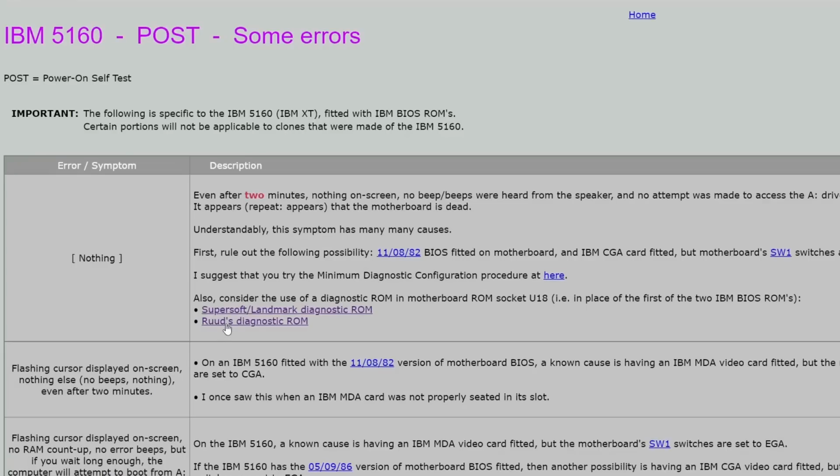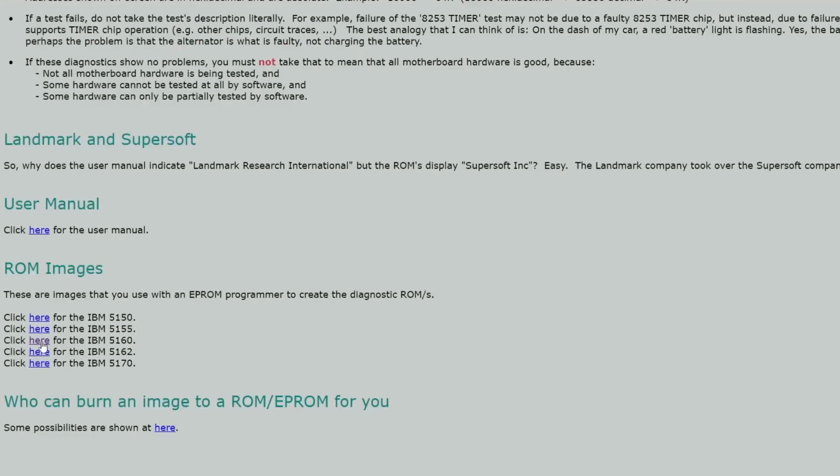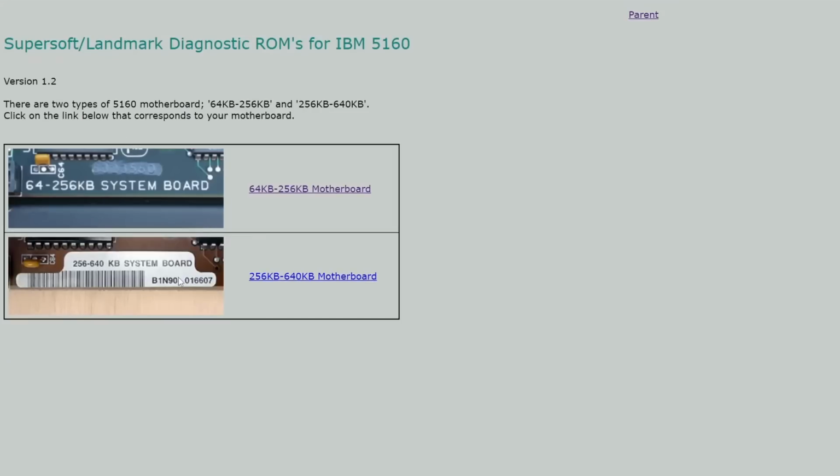So I think the next step is to try some of the diagnostic ROMs that are available for the 5160, and there are two listed here on -0 degrees. There's the Landmark Diagnostic ROM, and then Rudd also created his own. Let's try this one, which I think is pretty old and been around for a long time. Click here for the ROM image.